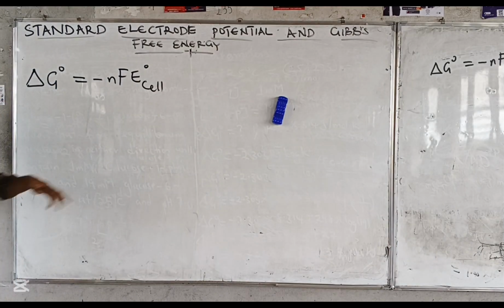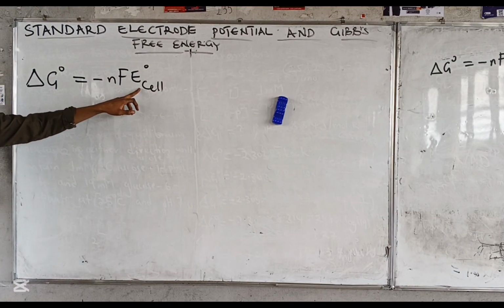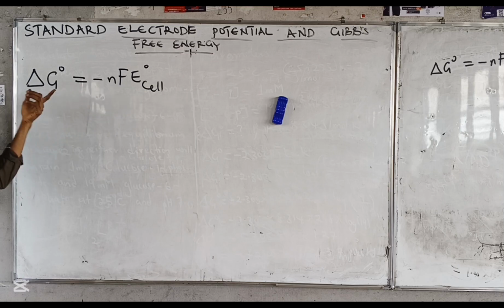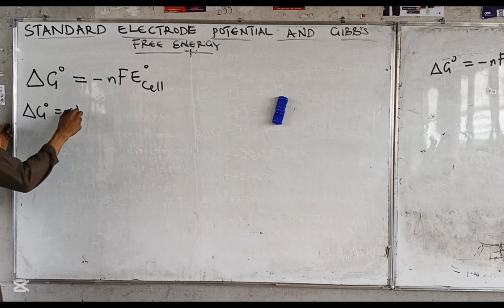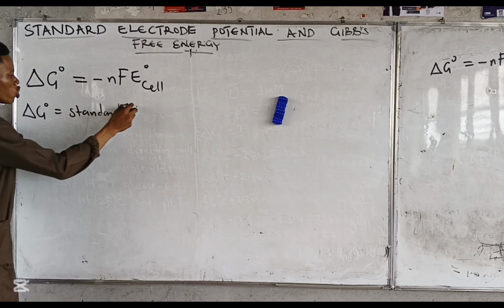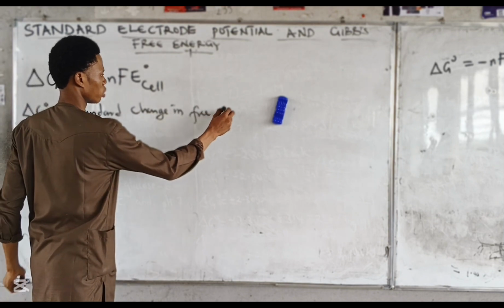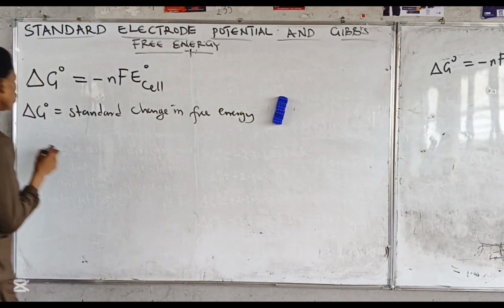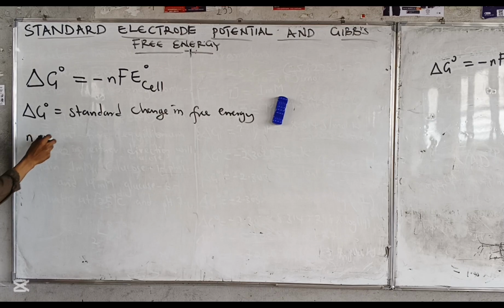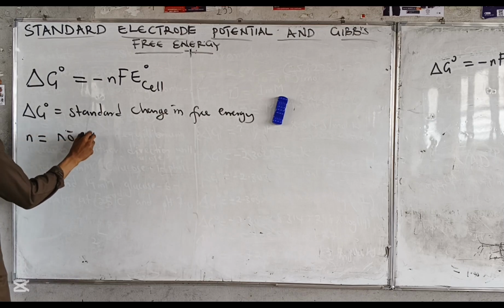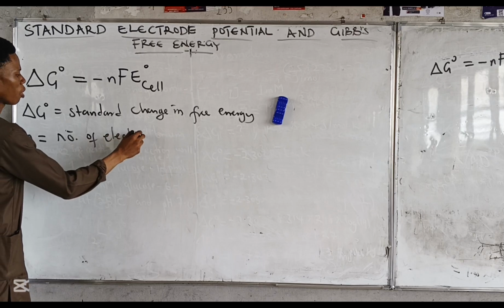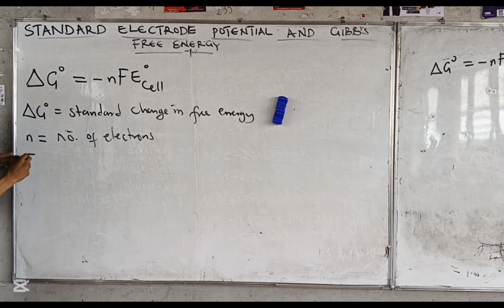Now the relationship between electrode potential, which is given as E naught cell, and standard change in Gibbs free energy is this. We already know that delta G naught is standard change in Gibbs free energy, right? Now n here represents the number of electrons. F represents what? Faraday's constant, right?